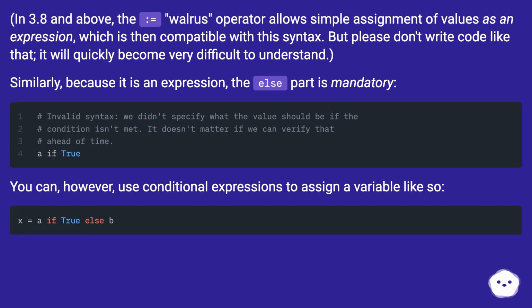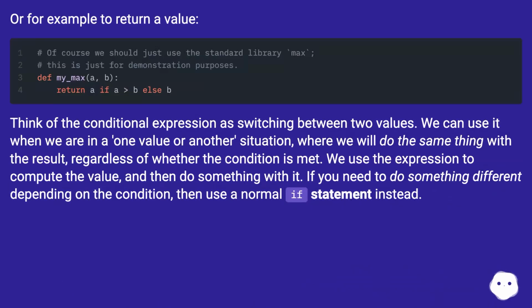You can, however, use conditional expressions to assign a variable like so. Or for example to return a value. Think of the conditional expression as switching between two values. We can use it when we are in a one value or another situation, where we will do the same thing with the result, regardless of whether the condition is met. We use the expression to compute the value, and then do something with it. If you need to do something different depending on the condition, then use a normal if statement instead.